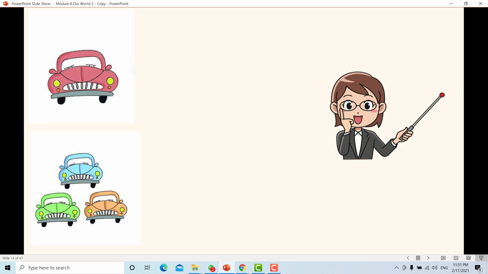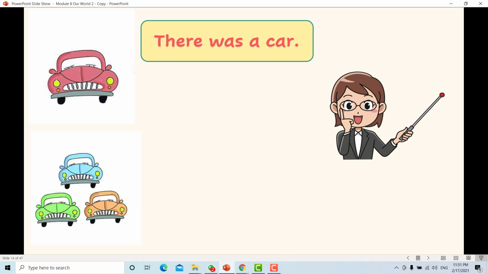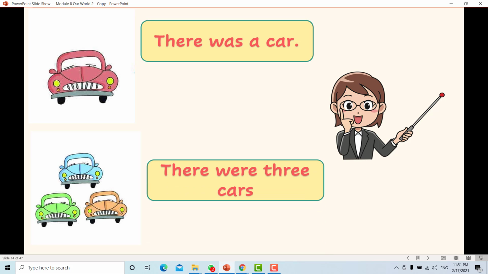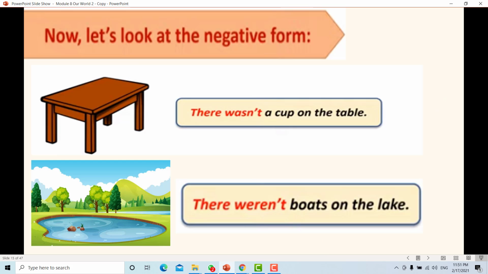Can you form a sentence now? Perfect. There was or there were a car. Excellent. There was one car. Look at these cars. What will you say? There was or there were cars. Perfect. There were 3 cars.